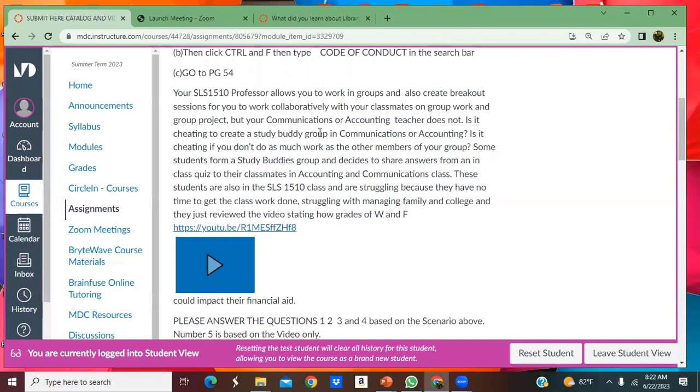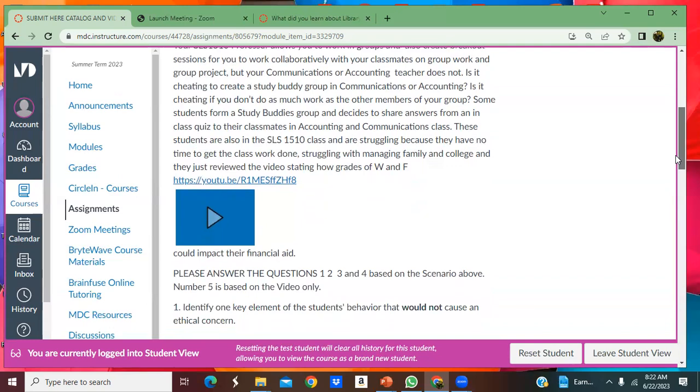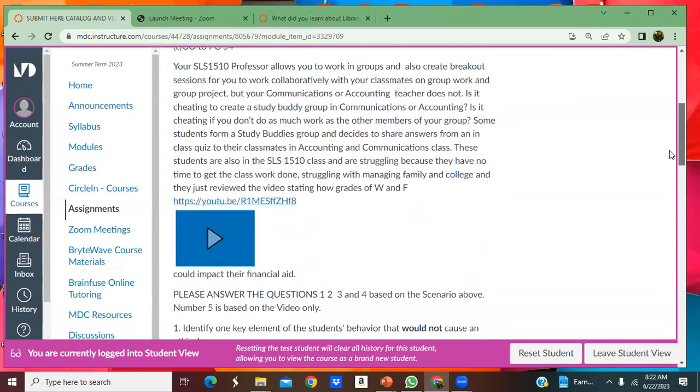Number 1, sharing answers could be a problem, and collaborating could be a problem based on your accounting and your communication professor. So everyone should have two answers for number 1 and two answers for number 2. Everybody understands how that works in college? Yes. All right, my friends.